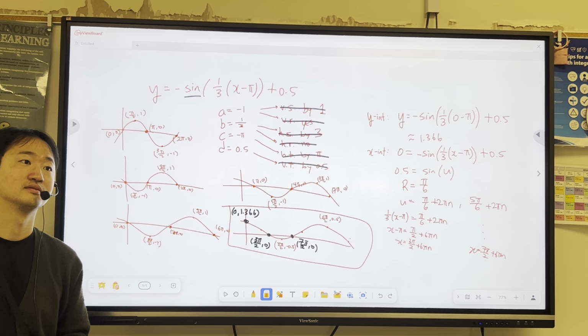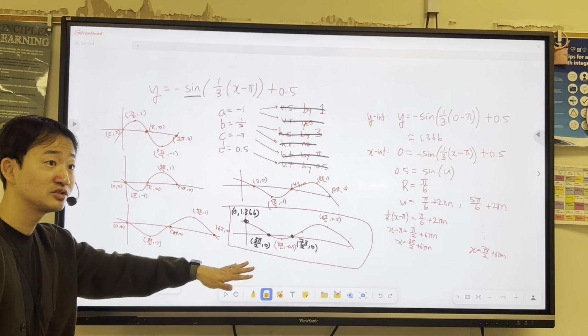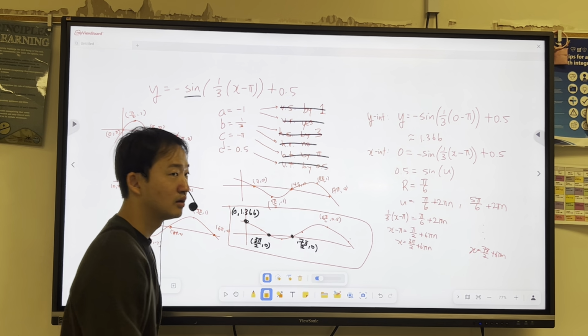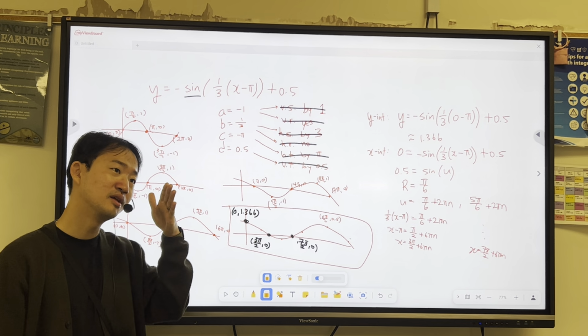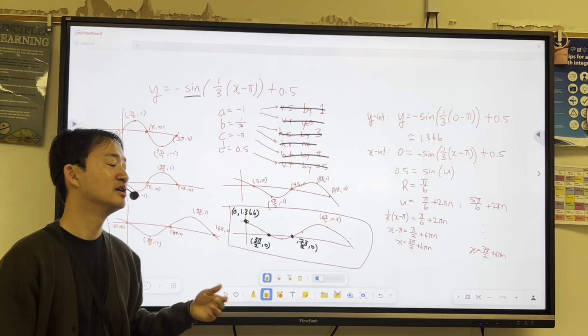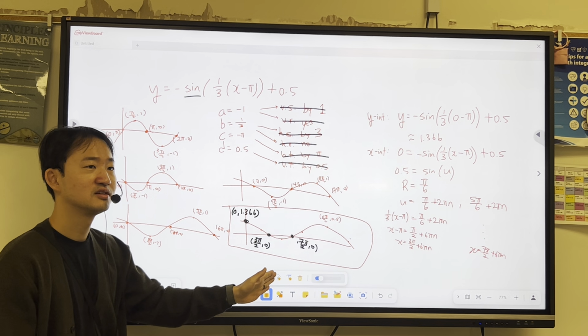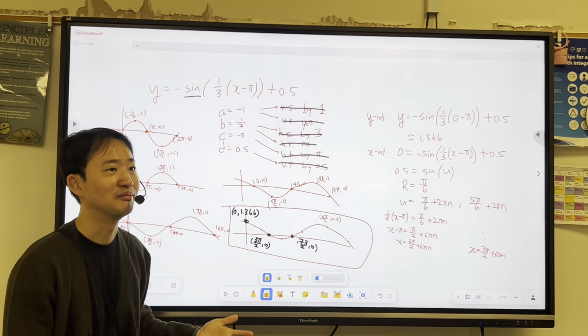And wait, how do you find the maximum minimum, max and mins, without using the transformation? So let's say I don't know this one. One thing that I know about the max and mins is that they're always in the middle of two x-intercepts. So if I know that 3π/2 and 7π/2 are two x-intercepts, then the middle of it, which is 5π/2, must be either max or min. So, okay, coordinate is 5π/2.